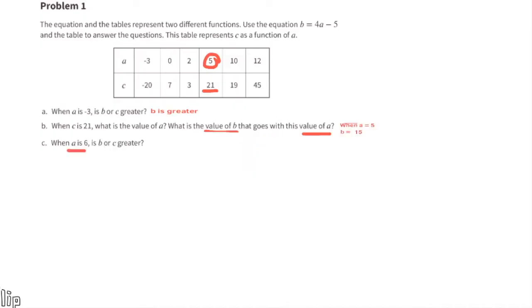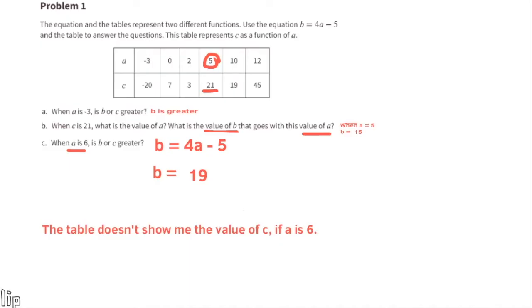C. When a is 6, is b or c greater? Again, let's start with the original equation, b equals 4a minus 5, and substitute the a with a 6. The equation now reads b equals 4 times 6 minus 5. Since 4 times 6 is 24, the equation reads b equals 24 minus 5. And 24 minus 5 is 19, so in this case, b equals 19. Look at the table. The table doesn't show me the value of c if a is 6. Therefore, I can't compare b and c.